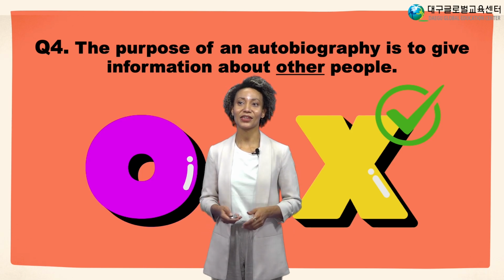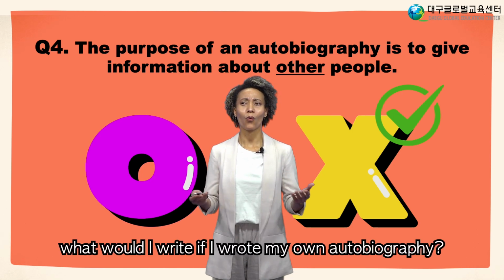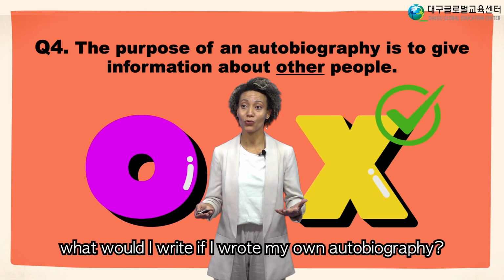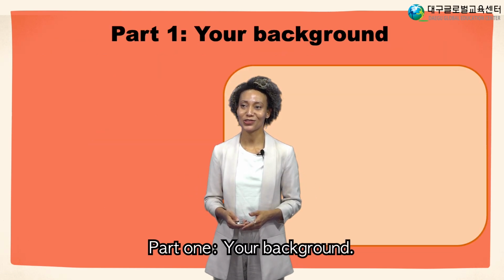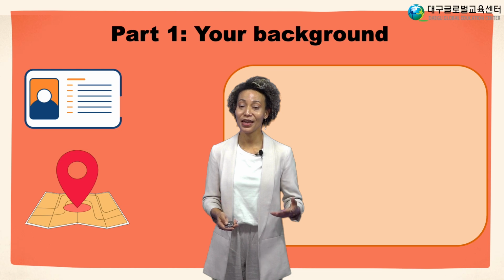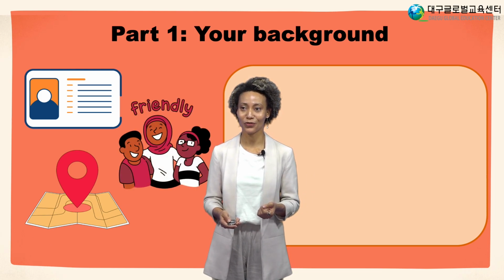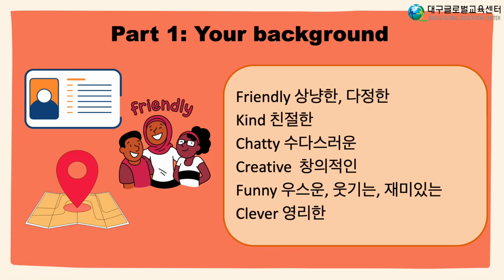Well done. Let's get ready for the rest of our lesson. Now, let's think. What would I write if I wrote my own autobiography? Part 1. Your background. Here you can tell us your name, where you come from, and you can describe yourself. Words used to describe yourself are called adjectives. You can use words like friendly, kind, chatty, creative, funny, or clever.